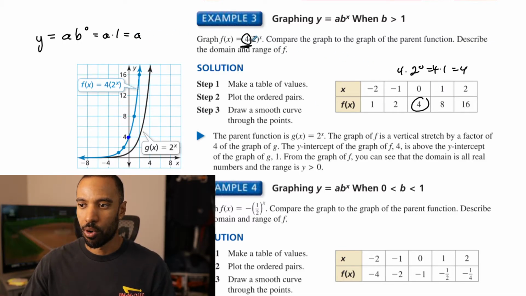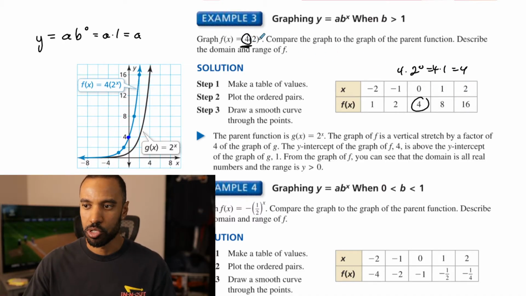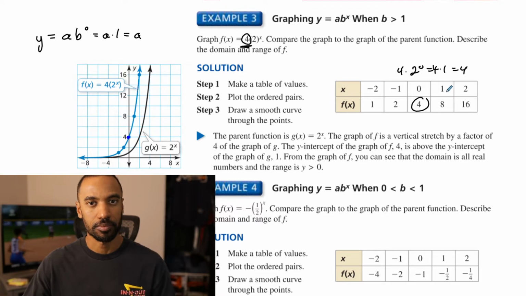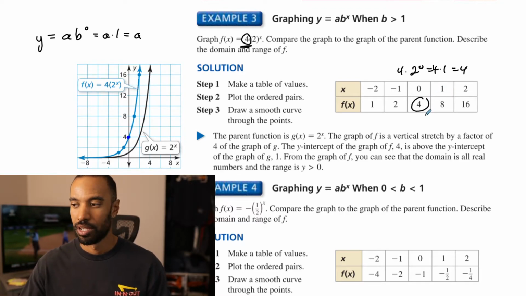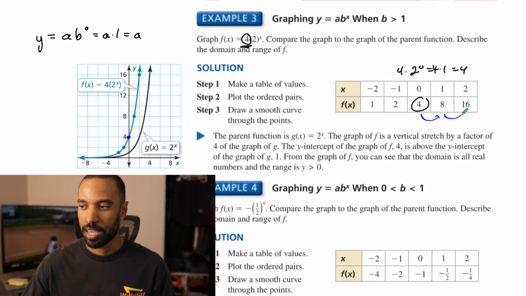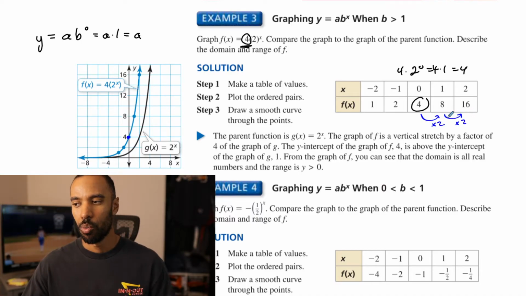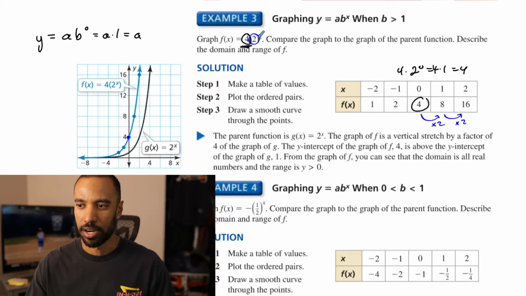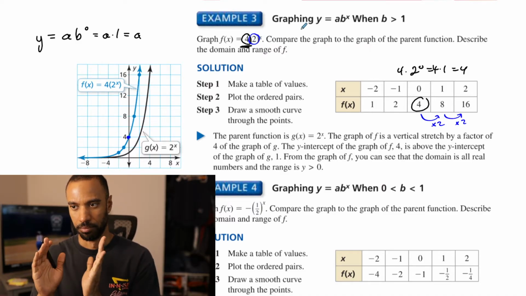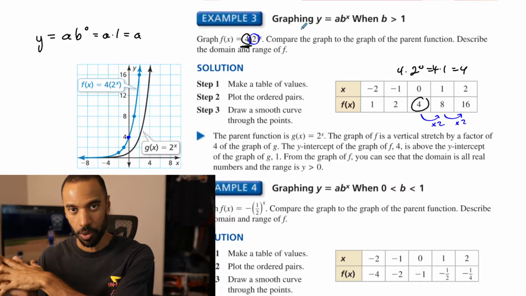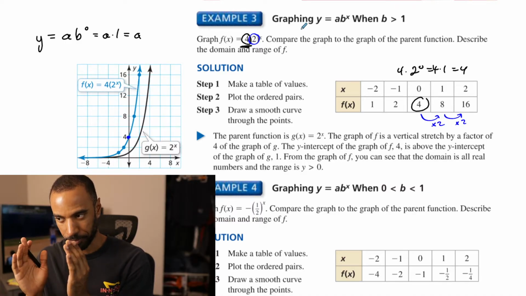Now x increases by 1. You can do 4 times 2 to the first power, which is 4 times 2, which is 8. And then 4 times 2 squared is 4 times 4, which is 16. But if you also notice, these have a constant ratio of 2. Where have we seen 2 before? Oh, right here. So 2 is the growth factor, and sometimes a decay factor.